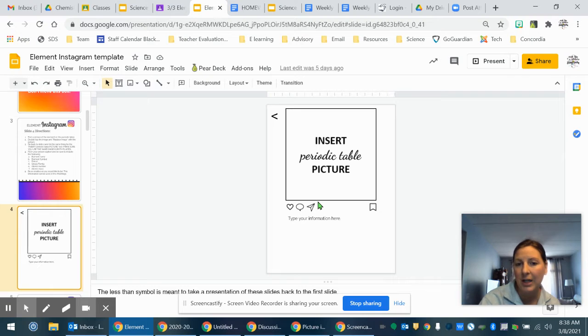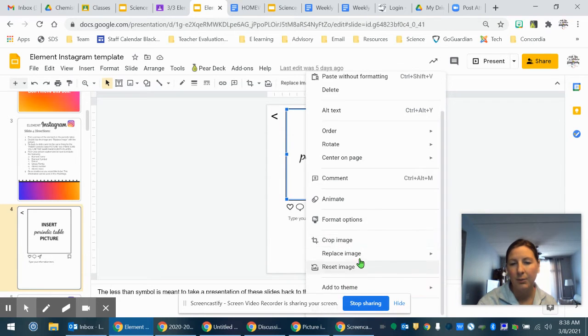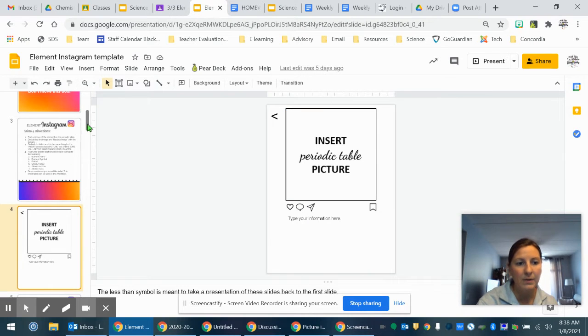It can be your location. It can be in hashtags. And then your picture. Remember, we double tap. Double tap and you do the replace image. Okay. So you needed to do that post.